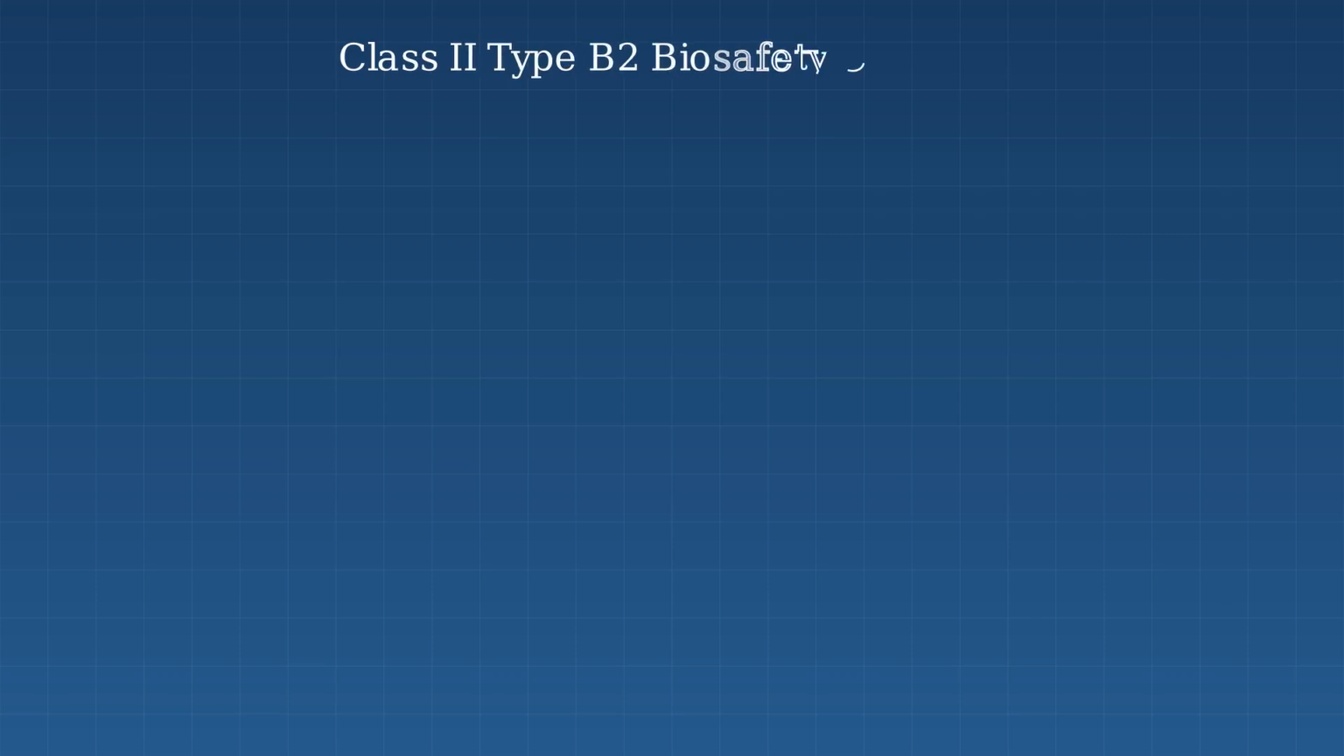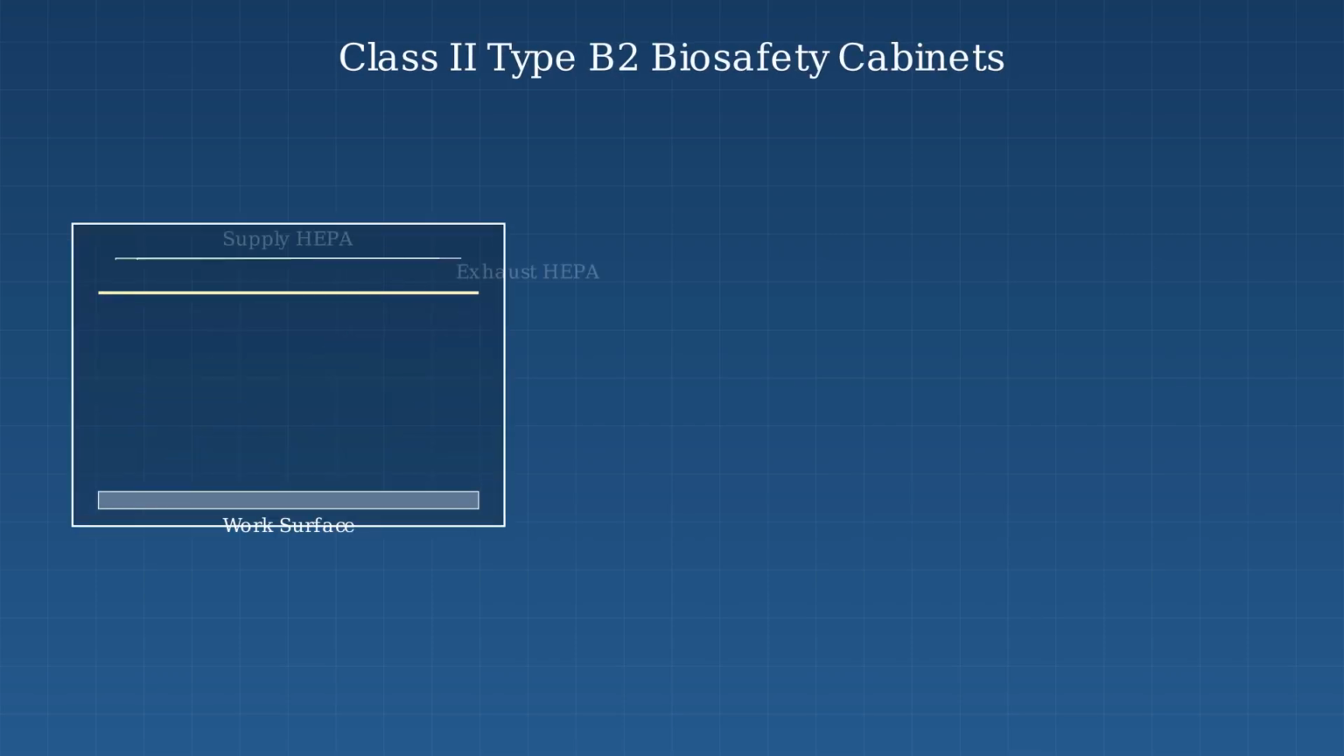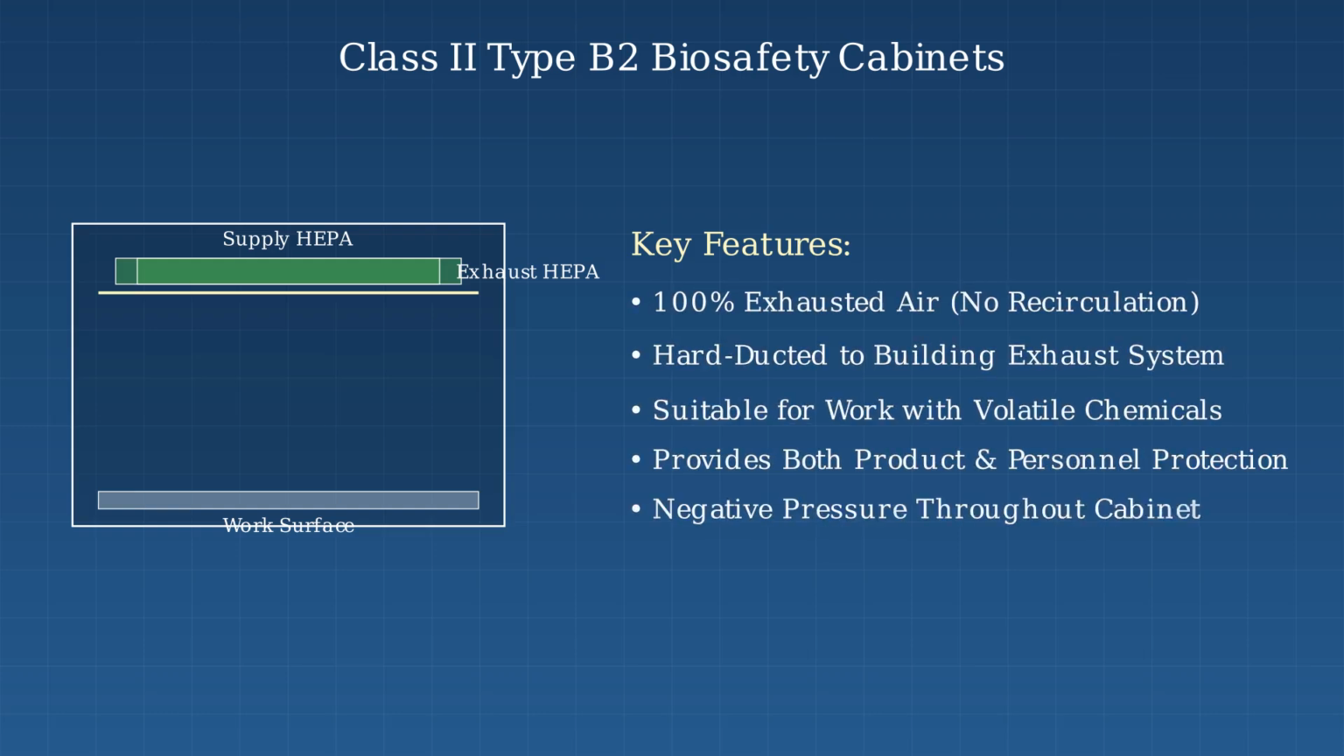Class 2 Type B2 biosafety cabinets are also known as total exhaust cabinets. Unlike other Class 2 cabinets, these specialized units exhaust 100% of the air to the outside with no recirculation. The defining feature of B2 cabinets is their airflow pattern.